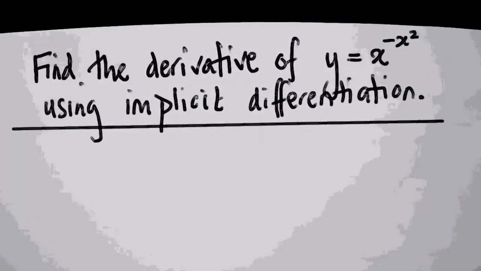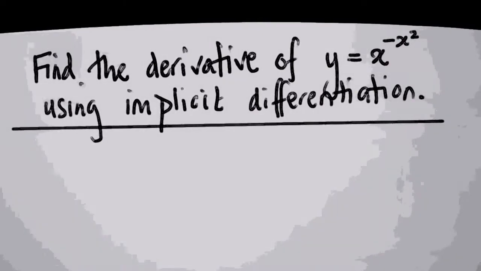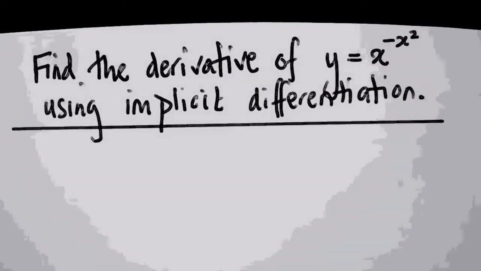Hello, friends, and we are back once again with a different problem this time. We're given the function y equals x to the power of minus x squared, and we want to find the derivative of this function using implicit differentiation. So, this is how we go about it.